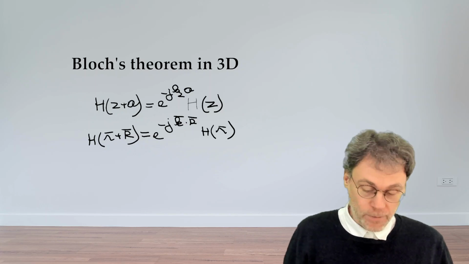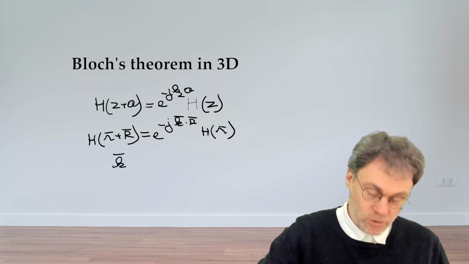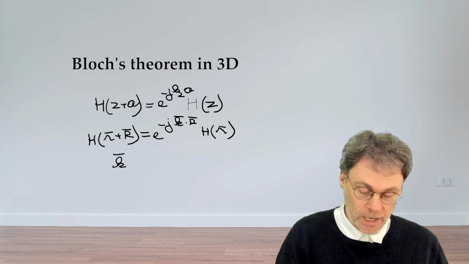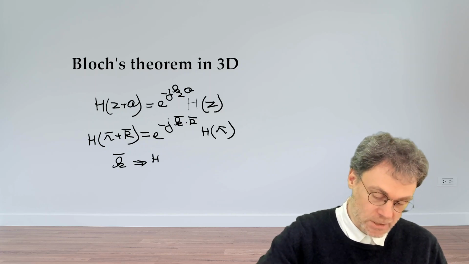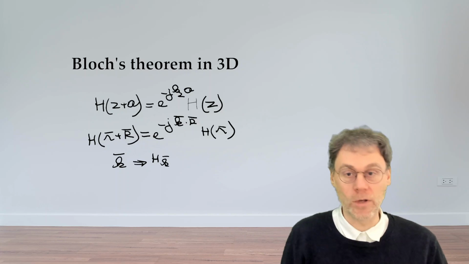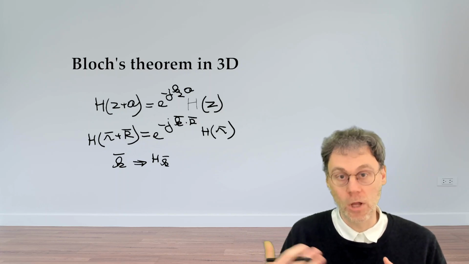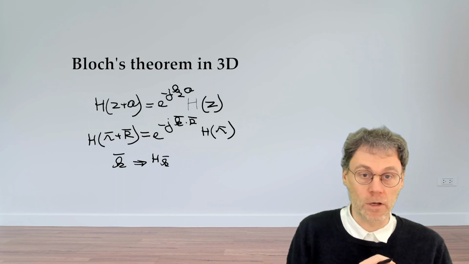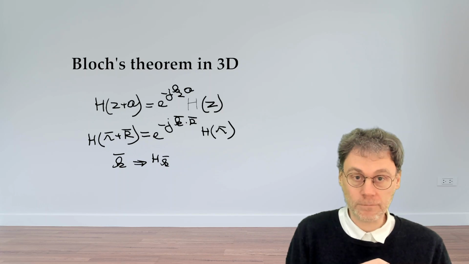Just like before, people use the Bloch vector k as a label to label the modes, and then sometimes you will see things like H with subscript k to indicate that this is a certain Bloch solution corresponding to the Bloch vector k that we had there.